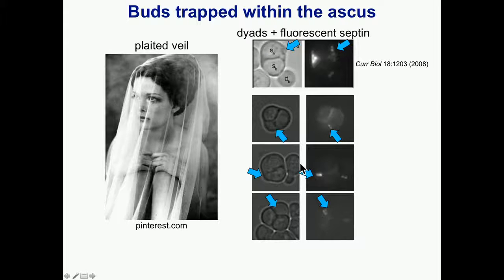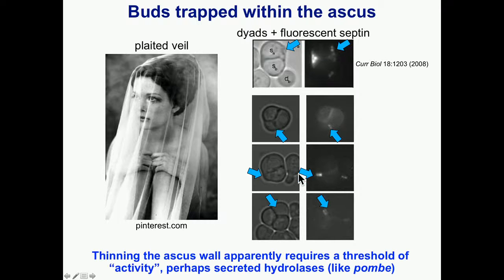Whereas it was basically impossible to find this happening with triads or tetrads, which suggested to me that there must be some threshold of activity that's required in order to thin the ascus enough that a bud can easily penetrate it. And if you have only 2 viable spores within the ascus, you sometimes don't reach that critical threshold. I suspect that secreted cell wall hydrolases probably represent the relevant activity, because that's what Pombe cells use to very efficiently destroy their ascus wall during germination, long before budding ever begins.